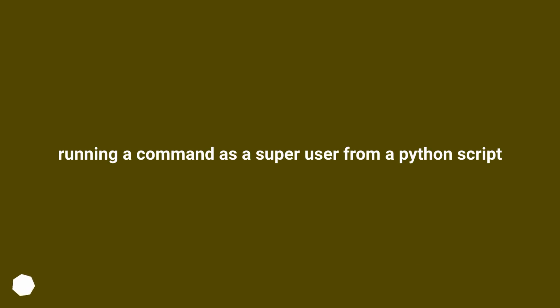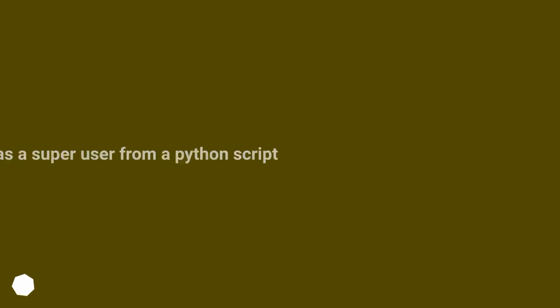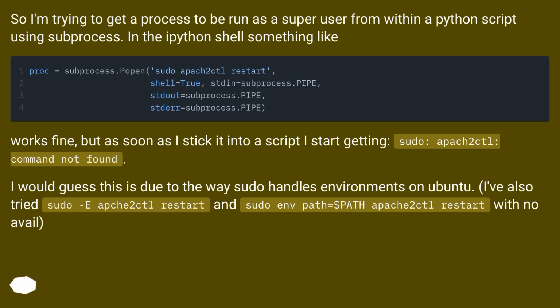Running a command as a super user from a Python script. So I'm trying to get a process to be run as a super user from within a Python script using subprocess. In the IPython shell, something like this works fine, but as soon as I stick it into a script I start getting "sudo: apache2ctl: command not found". I would guess this is due to the way sudo handles environments on Ubuntu.